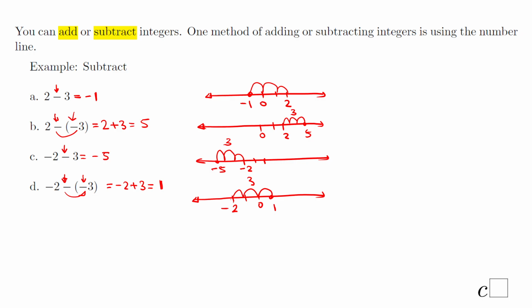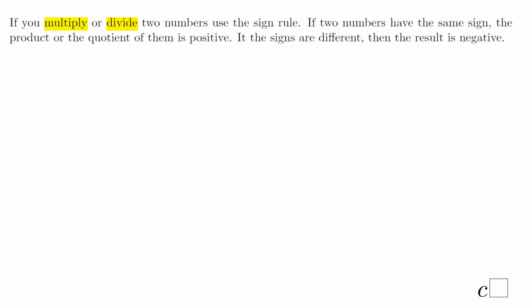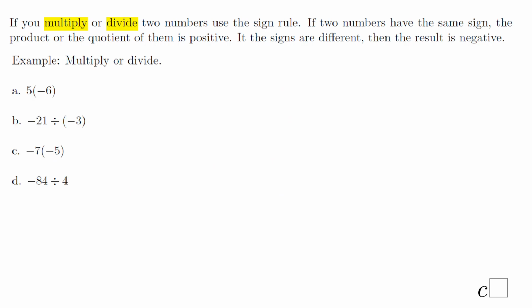In the next part of this lesson, I'm going to multiply or divide integers, and I said here, if two numbers have the same sign, the product or the quotient is positive. If the signs are different, the result is negative. So let's take a look at this one. 5 times -6. 5 times 6 is 30. But then we notice positive, negative, the answer will be negative.